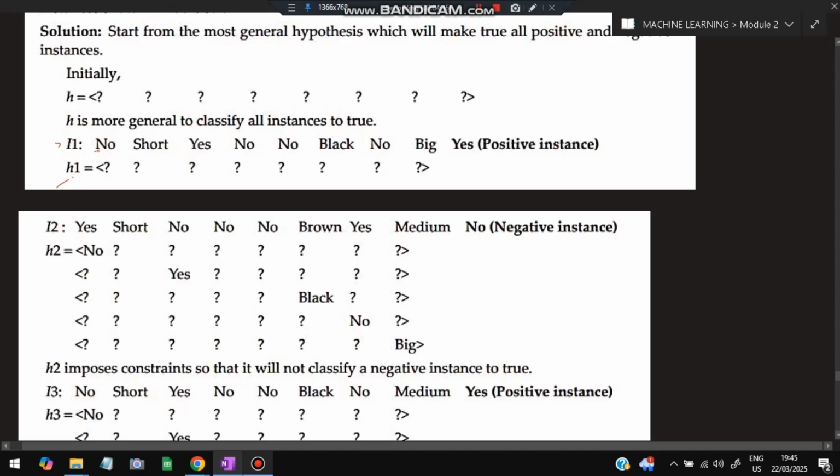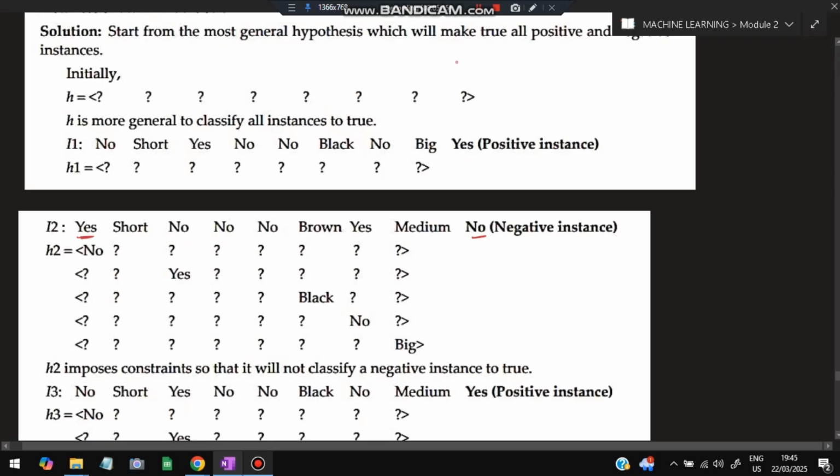In I2 you just compare: this is no, this is yes. There is a difference here. Listen to me carefully: this is yes, which means these are the values of elephant, and this is not the value of elephant. So what do you get from these two instances? If it is an elephant, there is a no here. If it is not an elephant, there is yes here. And we are trying to go to specific.